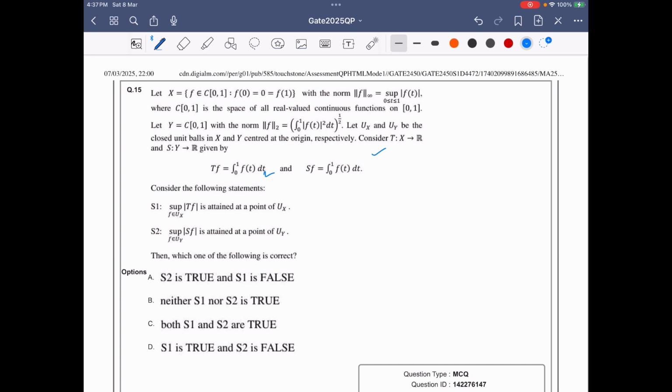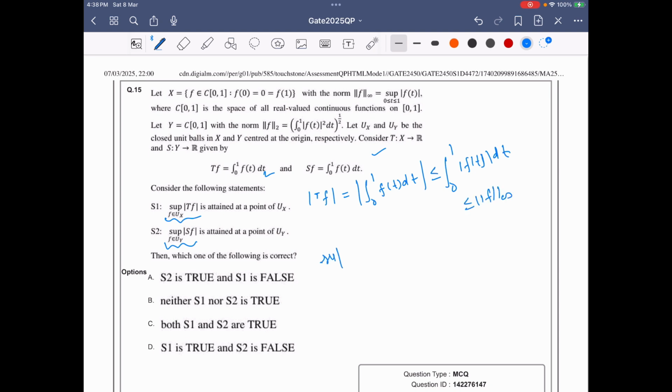So first of all, I will try to find what this value is and what this value is, and then we'll see whether they can be attained or not. So let's consider first Tf. Mod of Tf is nothing but the integration from 0 to 1 of mod of f(t) dt, which is less than or equal to the integration from 0 to 1 of mod of f(t) dt, and then further this is less than or equal to norm of f infinity.